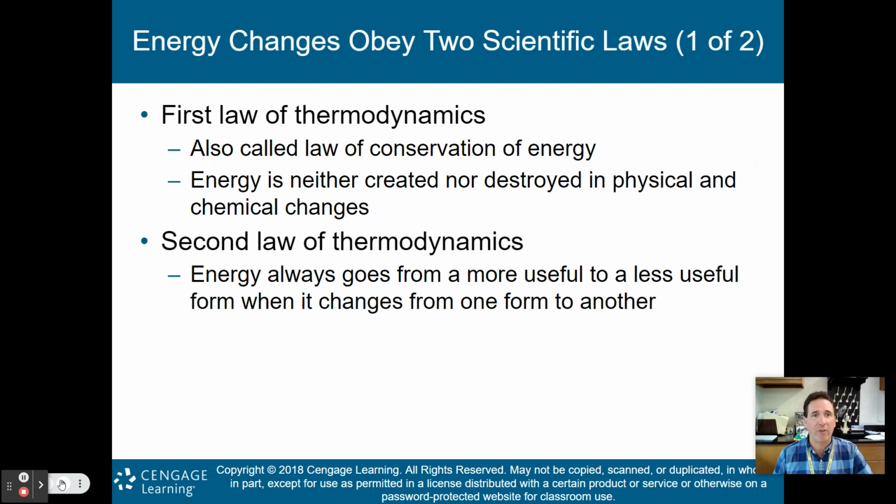So again, first law of thermodynamics, also called the law of conservation of energy. We kind of just went through this. Energy is neither created nor destroyed in physical and chemical changes. Second law of thermodynamics states energy always goes from a more useful to a less useful form when it changes from one form to another. Usually that's because heat is released, right?